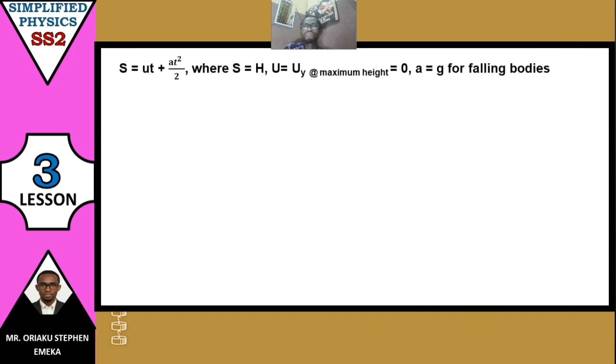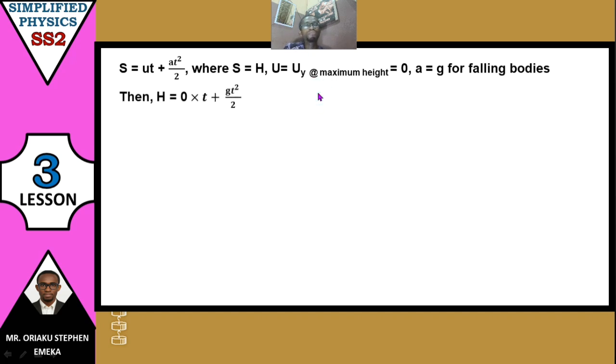Now let's go for the time taken to reach the ground. I asked the students: for you to reach the ground, is it the horizontal velocity that will take you to the ground or the vertical velocity? It is actually the vertical velocity that will take you to the ground. So for us to look for the time taken to reach the ground, we need to make use of our vertical motion. So s becomes the maximum height, which is the vertical height, while u becomes uy, and remember that uy at the maximum height is 0, and a is equal to g because the body is actually falling down.